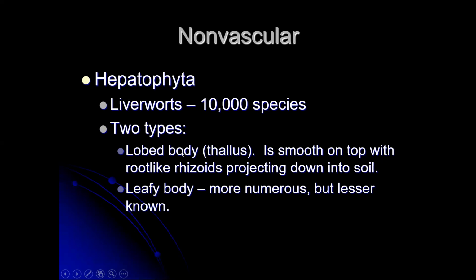We have two body types. There's a lobed body that's referred to as a thallus. Smooth on top with root-like rhizoids projecting down into the soil. Told you we'd come back to that term when we had it in fungi. We'll get even more, I think, before we're done. Okay, we get into plants with roots. Okay, root-like. There's a leafy body version. This is the most numerous of this grouping, but it's also the lesser known. This is the one that we typically see the most. That lobed body is what looks like the liver, the organ.